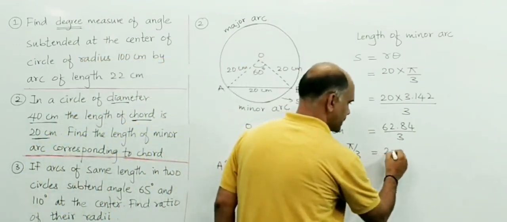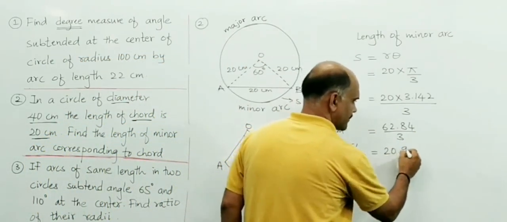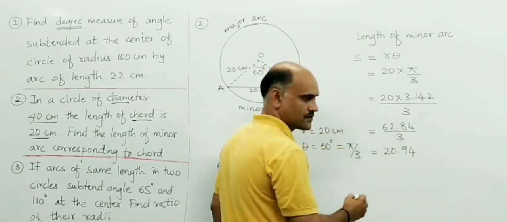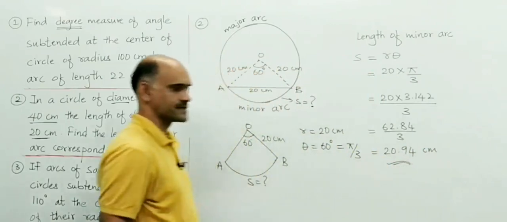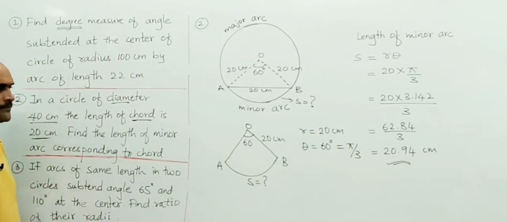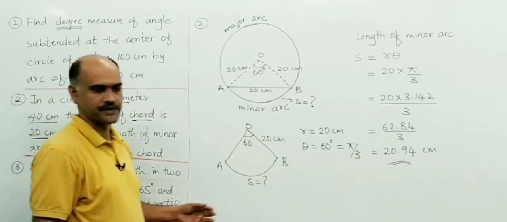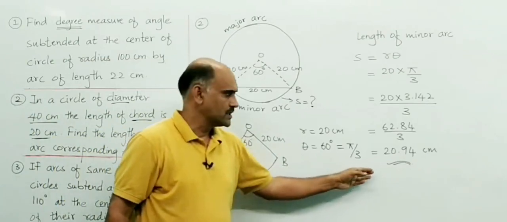3 2s are 6, 0, 3 9s are 27, 3 4s are 12. So 20.94 centimeters you are having. 20.94 centimeters. So you will have the answer.